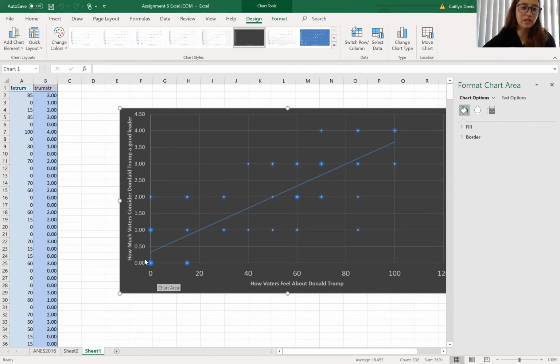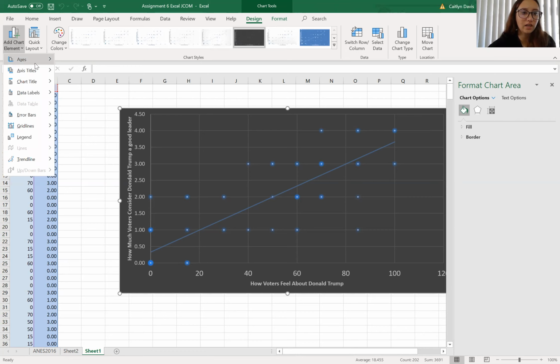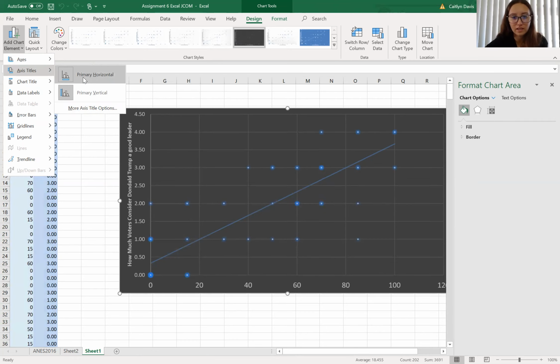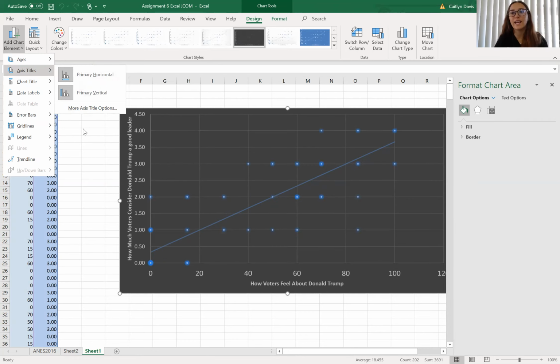After that we went ahead and did how voters feel about Trump versus whether they consider him a good leader, right? So my y-axis was if he was a good leader. If I went into here, I would put axis titles, and I would do primary vertical as my y-axis. And then my x-axis was how voters felt about Donald Trump, and that would be my primary horizontal axis, which you can see. It disappears when I scroll over it.